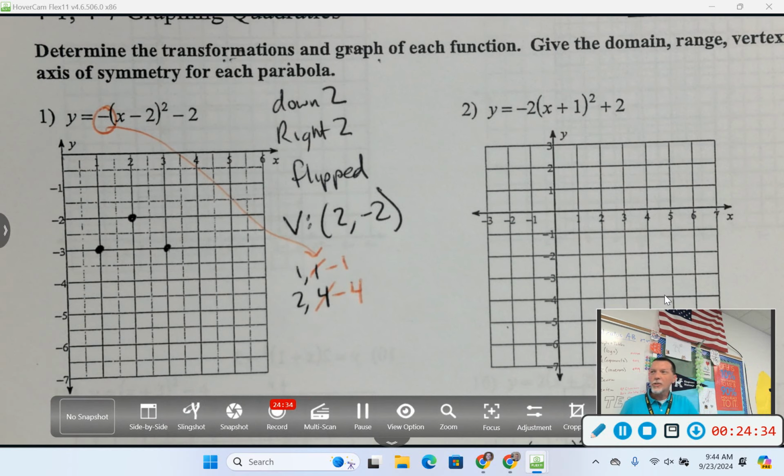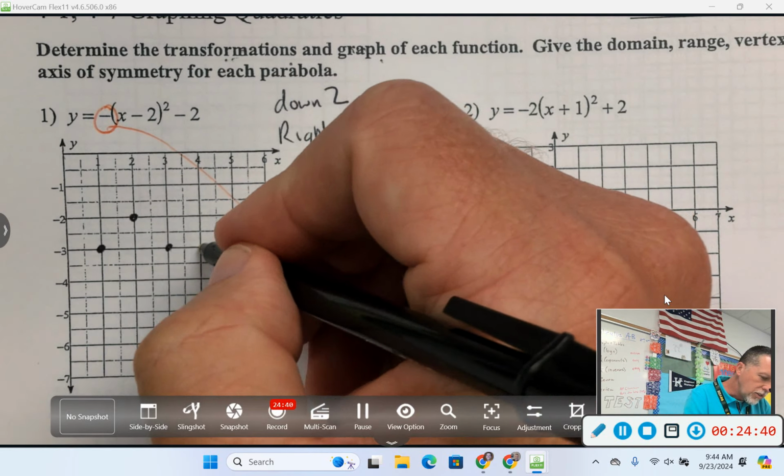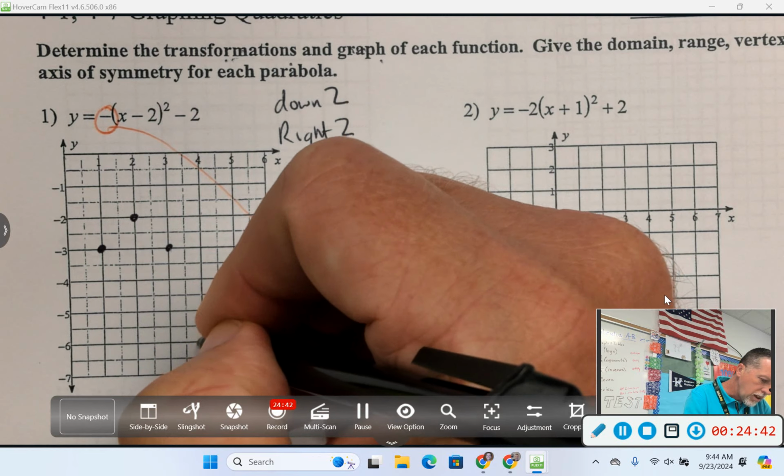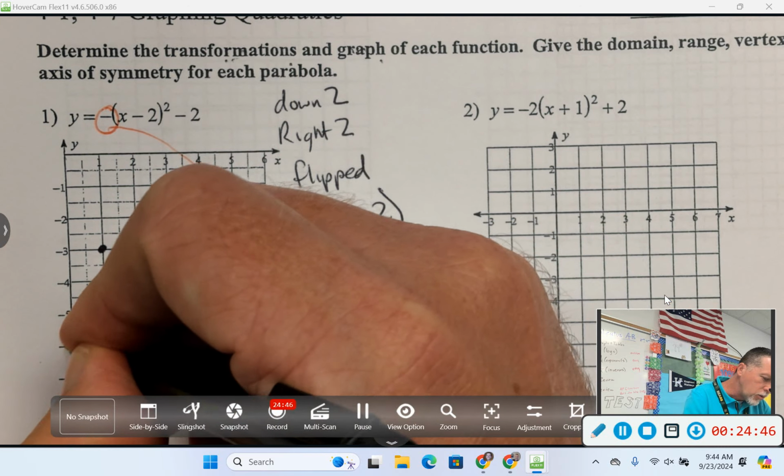And remember, it's not an ordered pair, so be careful saying it's a table of values. It's directions from the vertex. Over 2, down 4. Again, careful with the grid spacing there to make sure you go down 4 and over 2.